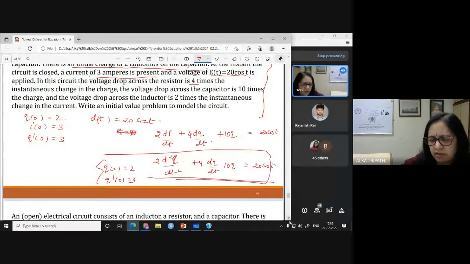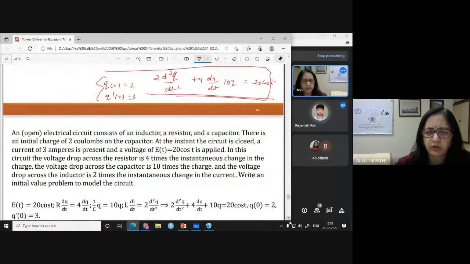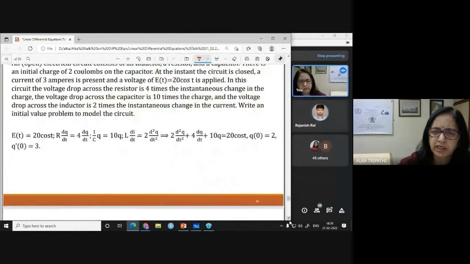We can solve it, we can use any method, to get the value of q in terms of t.